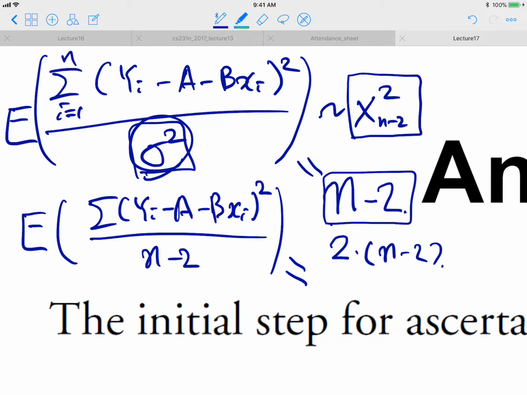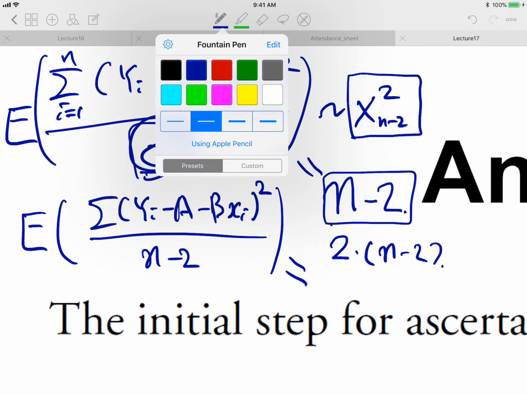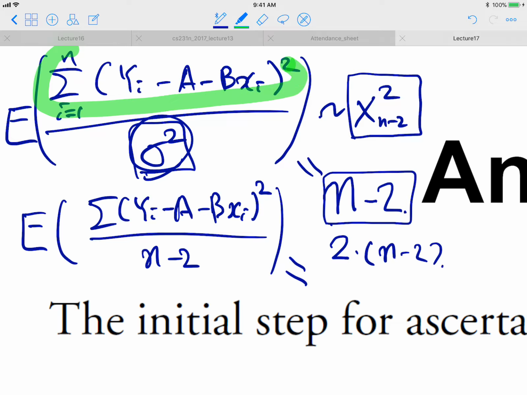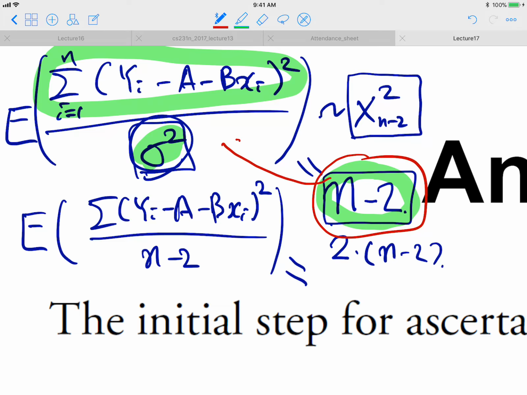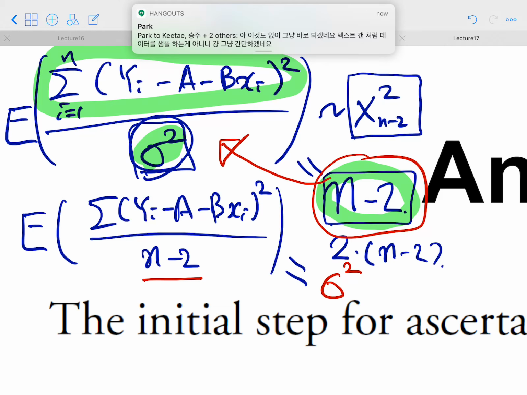Okay, then let's take this step by step. What is the expectation of this? The expectation of this is this times this, right? Because that is a constant, and as we can see, this guy can also be moved inside of this expectation, right? And so this is the result. And then what is the expectation? Sigma squared, right?